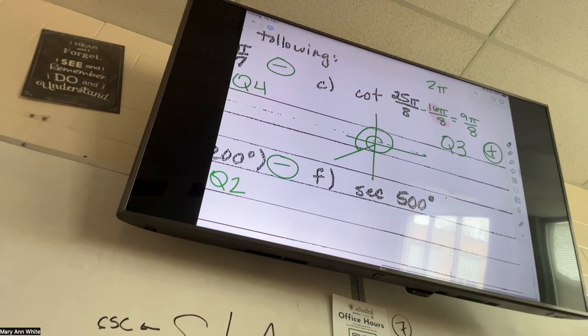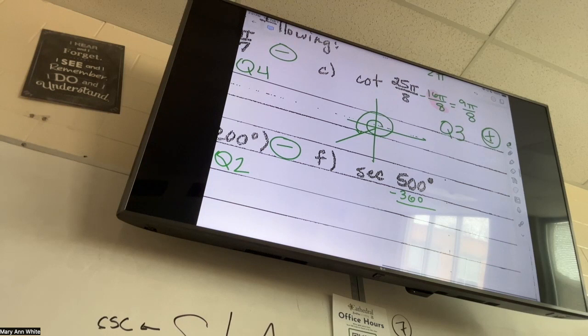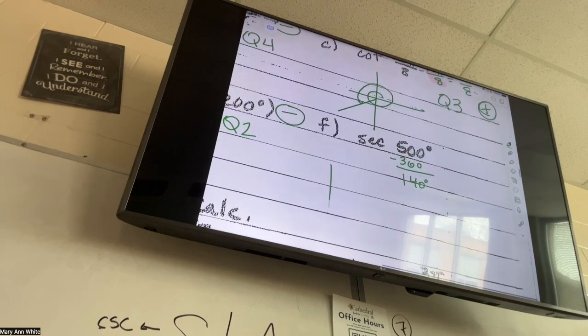Okay, last one is a degree. It's a secant of 500. Let's first get this in terms of angles that we're used to. So I'm going to minus off 360. Is that 140? So when I draw this angle, I'm going around once, and then where am I ending up? In quadrant 2.